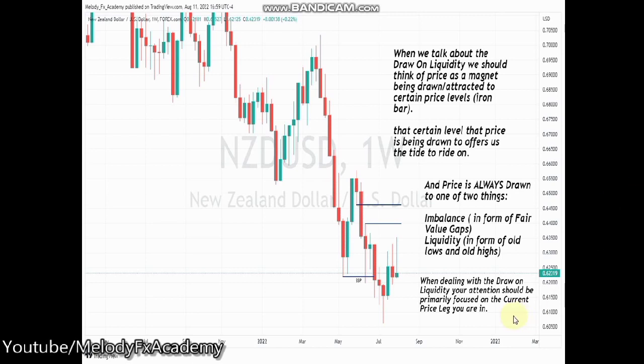Now, when dealing with the draw on liquidity, your attention should be primarily focused on the correct price leg you are in.